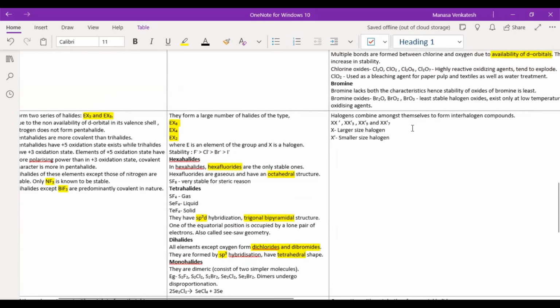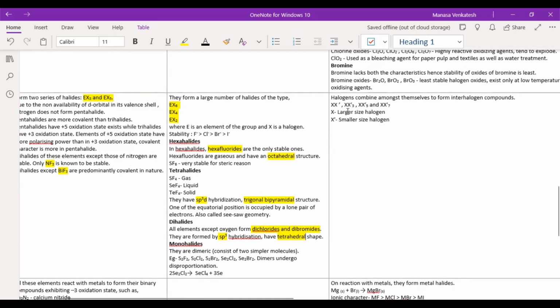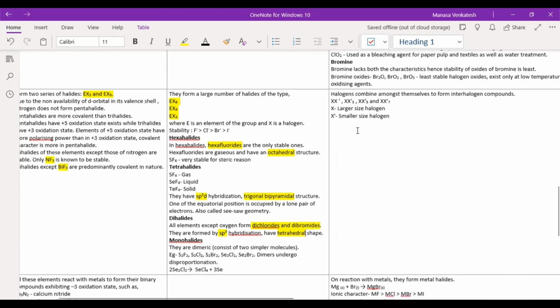Next, halogens form compounds with themselves, called interhalogen compounds. We will discuss that in detail after we learn about the various compounds of halogens. They are written as XX', where X is a larger sized halogen, whereas X' is a smaller sized halogen.